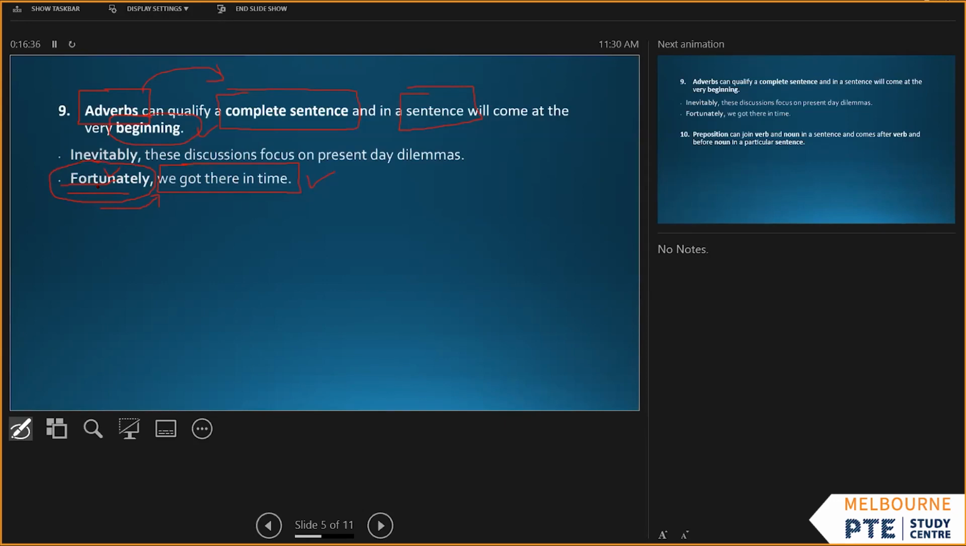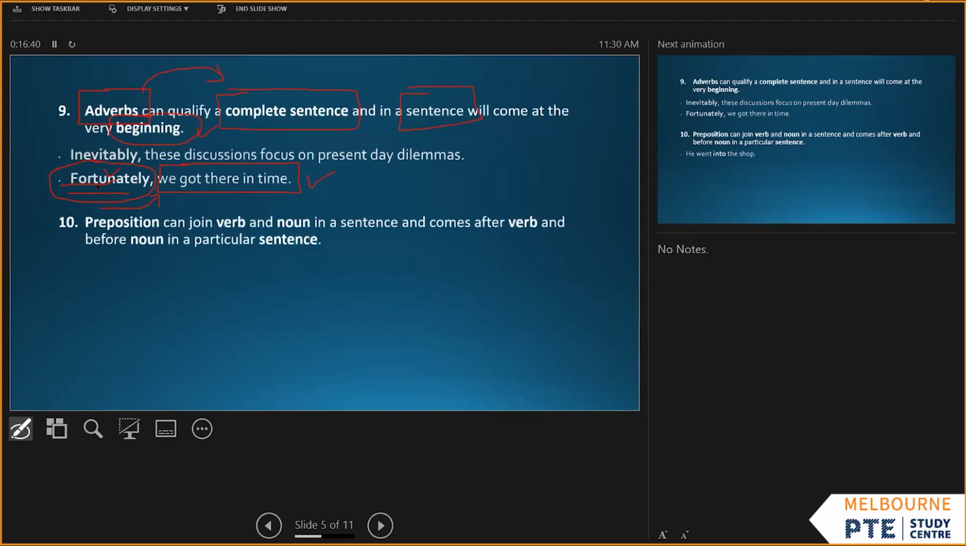All right. Now, another rule over here, and quite an important one. This says that a preposition can join your verb and noun in a sentence. And the way it will work is the preposition will come after your verb and before your noun in a particular sentence. Now, what does that mean? Let's have a look.